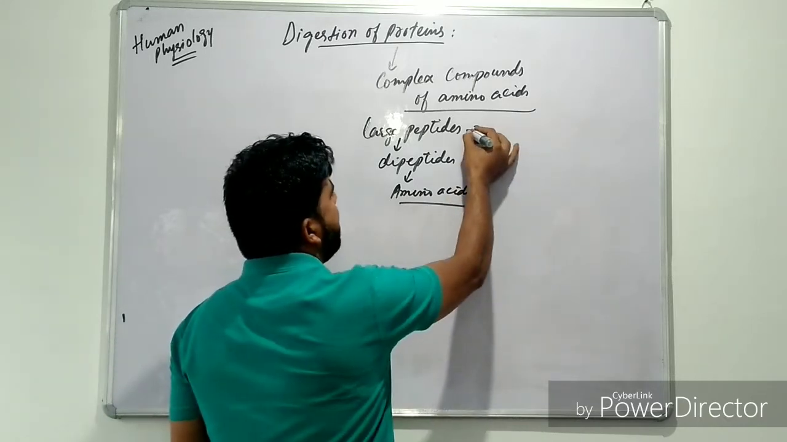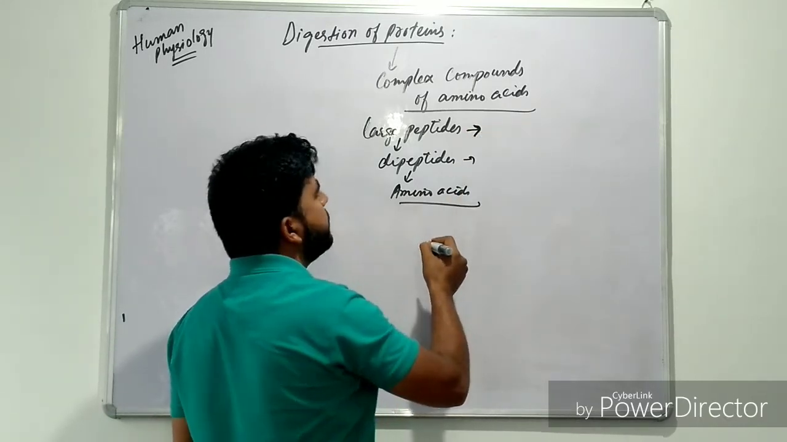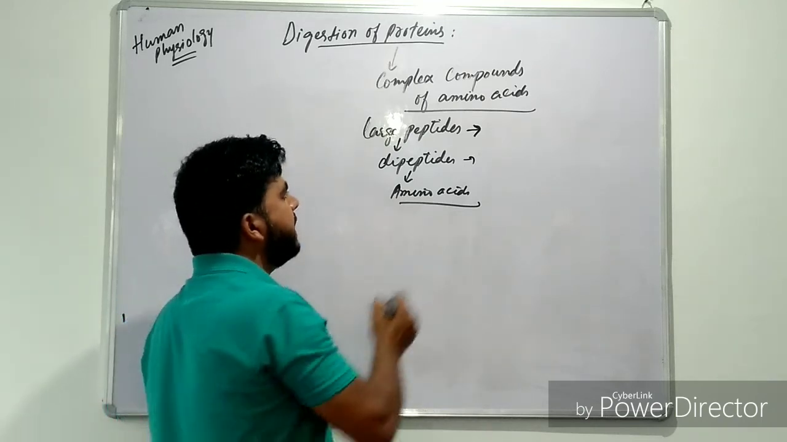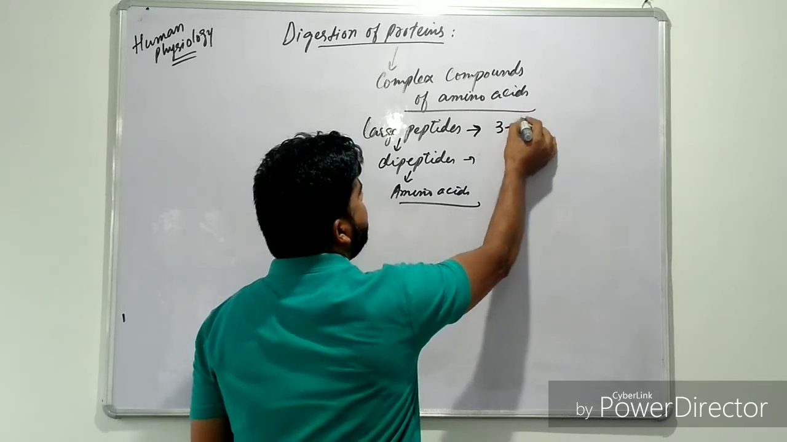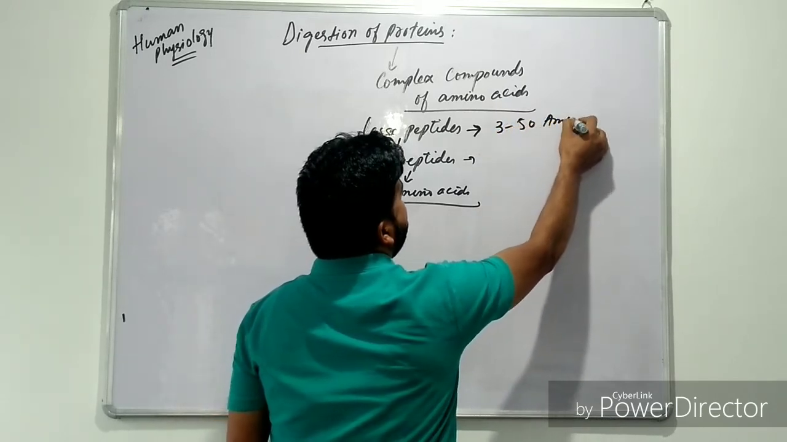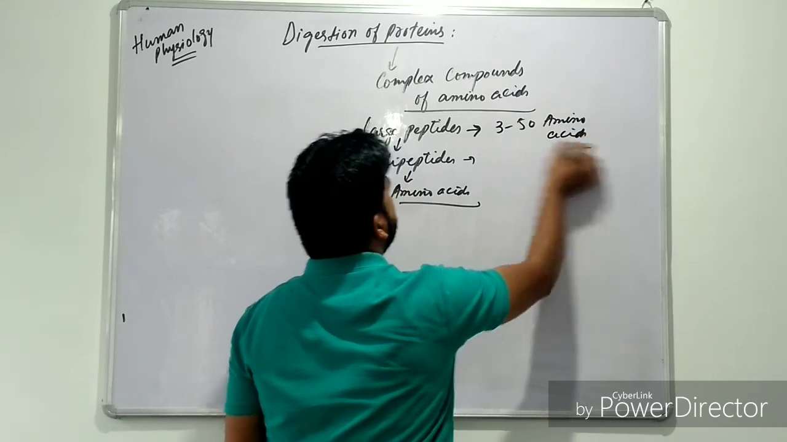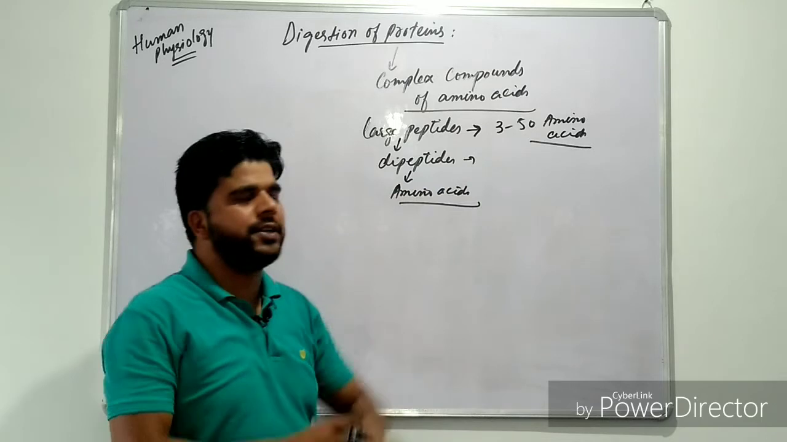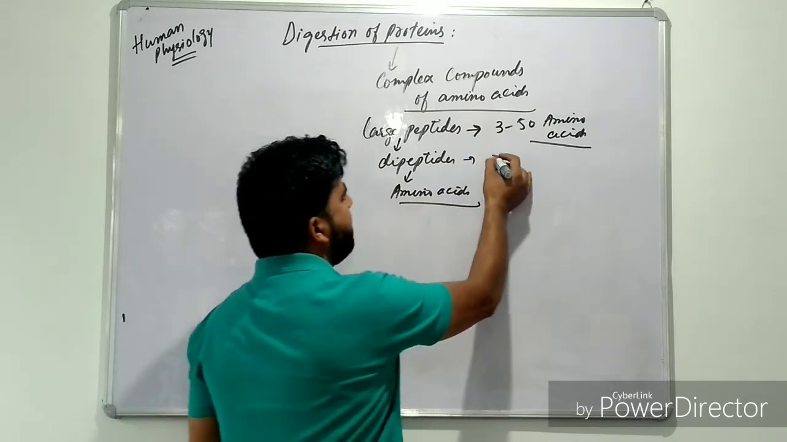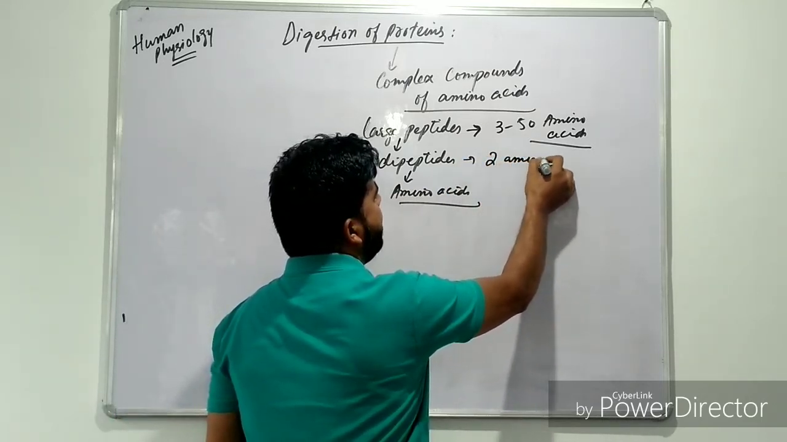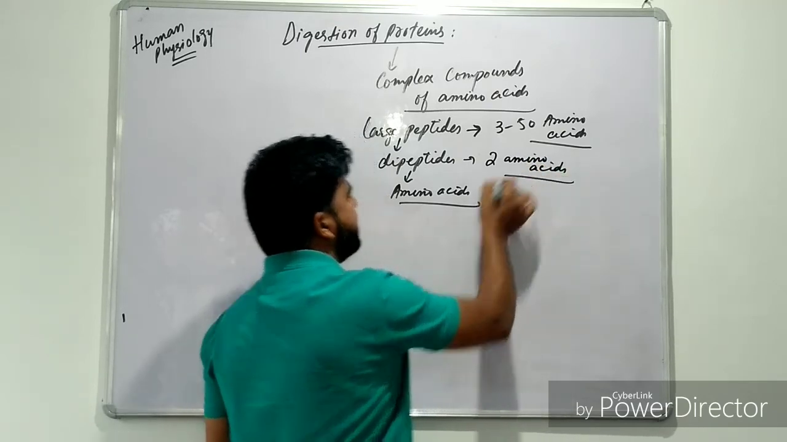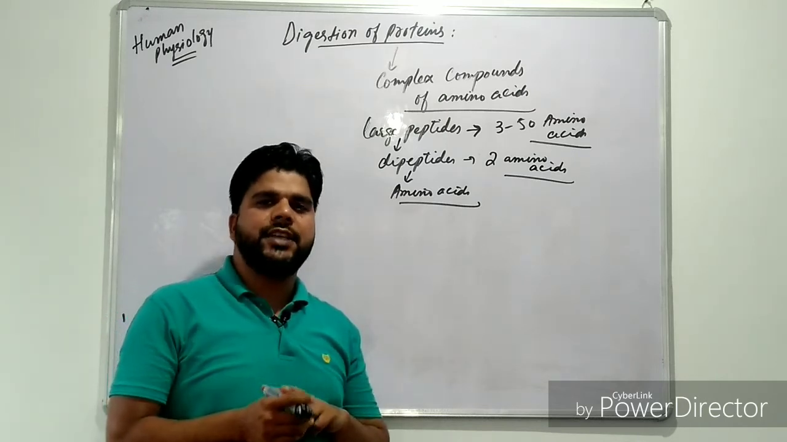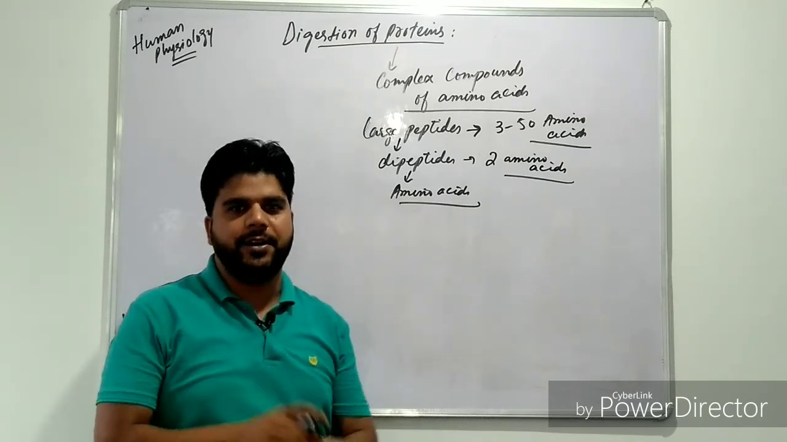Large peptides are actually smaller proteins. These are small sized proteins, and they are made up of about 3 to 50 amino acids. So large peptides are small sized proteins. They are made up of 3 to 50 amino acids. And when we talk about the dipeptides, these are made of 2 amino acids. And these 2 amino acids can be similar or they can be different.